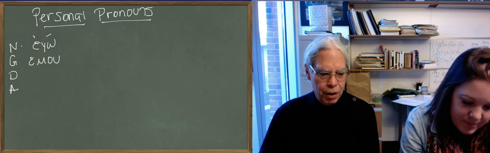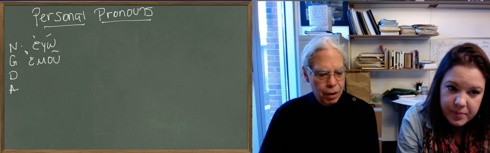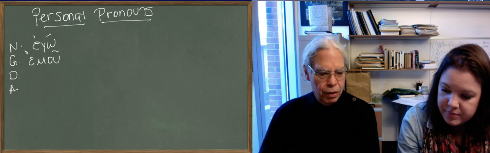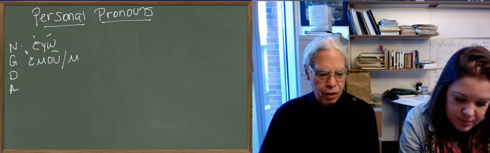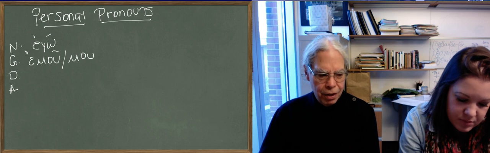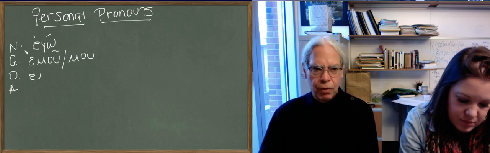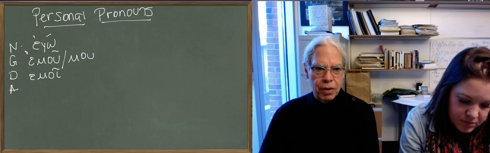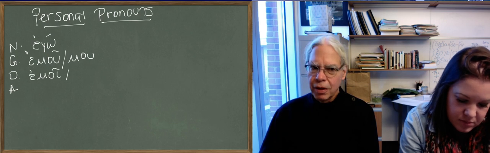It's not borrowed from Greek, it's an inherited thing. So ego comes from this, obviously. But then you get emu, and the stem of the rest of the singular anyway is em. Emu is genitive, that's pretty good. And mu is the unstressed form. And moi is dative. I think it's got an acute accent, not a circumflex.